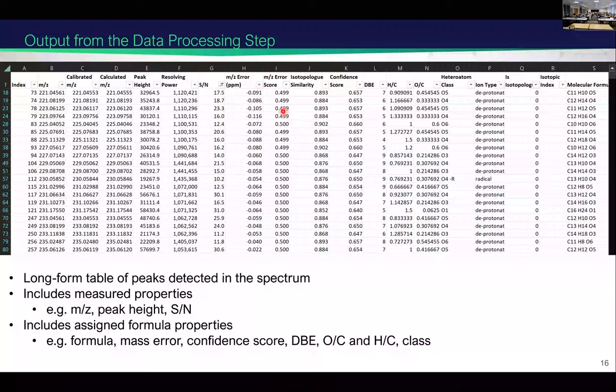But then there's all of these other properties which are derived from the molecular formula that was annotated to that peak. So this top row here was assigned a formula of C11H10O5. And we also know a few other things about it, such as what's the confidence in that assignment, how many double bond equivalents are there, et cetera, and so on.